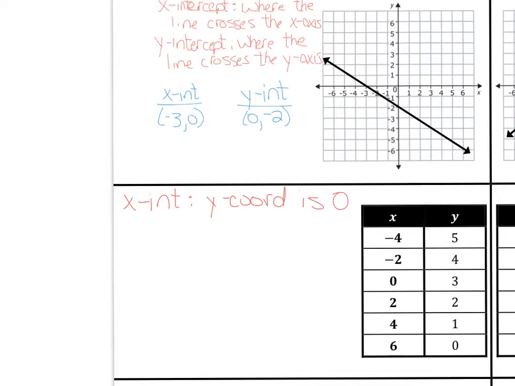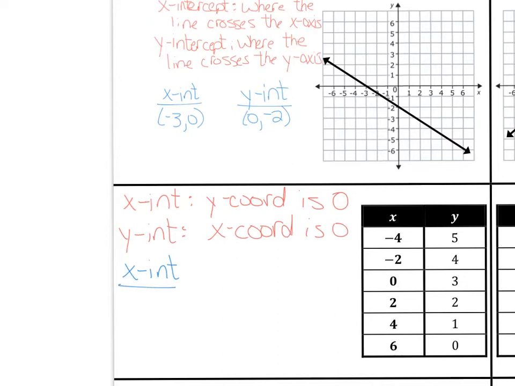Okay? Now, what about any point on the y-axis? What's true about any point on the y-axis? The x-coordinate is 0, right? So for a y-intercept, the x-coordinate is 0. So for this table right here, how would I find the x-intercept?